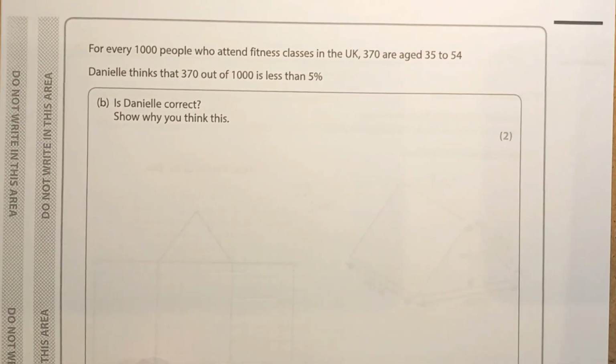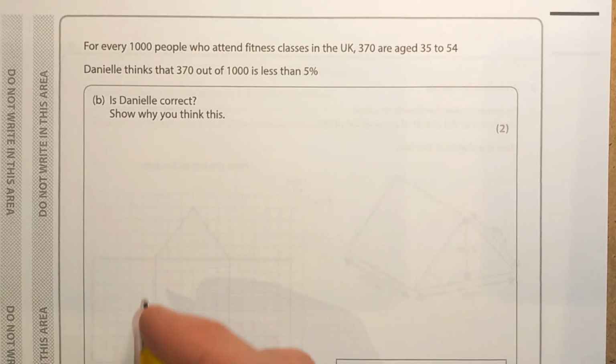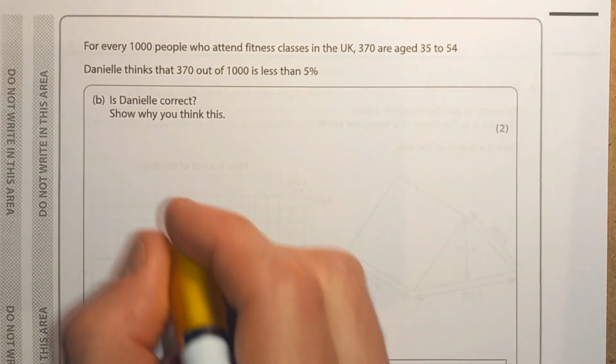And there you have it. Yeah, now we've got a second part to this question. For every 1,000 people who attend fitness classes in the UK, 370 are aged 35 to 54. Daniel thinks that 370 out of 1,000 is less than 5%. Is Danielle correct? Show why you think this.